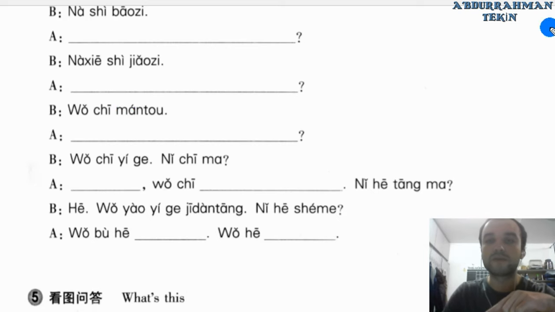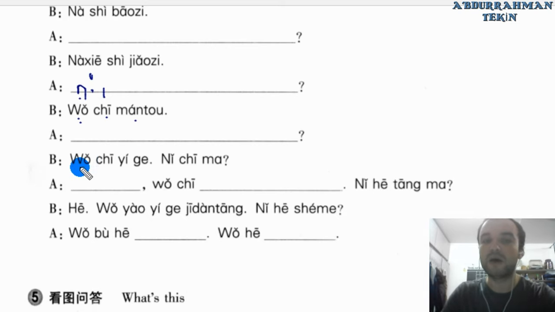我吃馒头. 我爱吃 eat 馒头. I eat 馒头. So we should ask, what do you eat, right? And our subject is you. So the 我 will change to 你. 你吃什么? What do you eat? 我吃馒头. I eat 馒头.